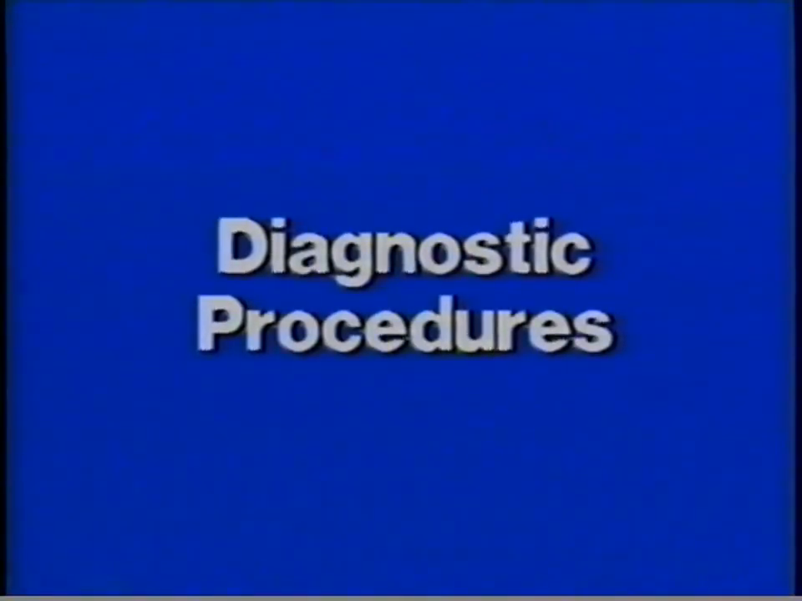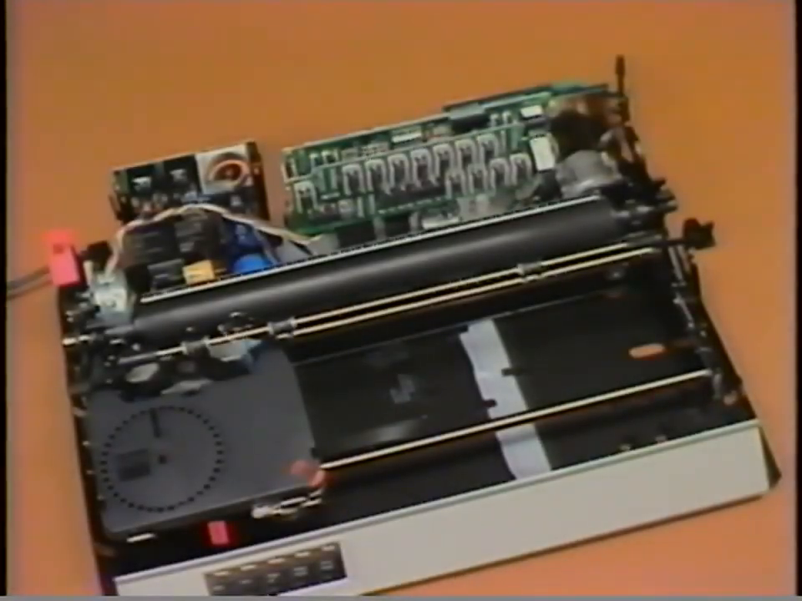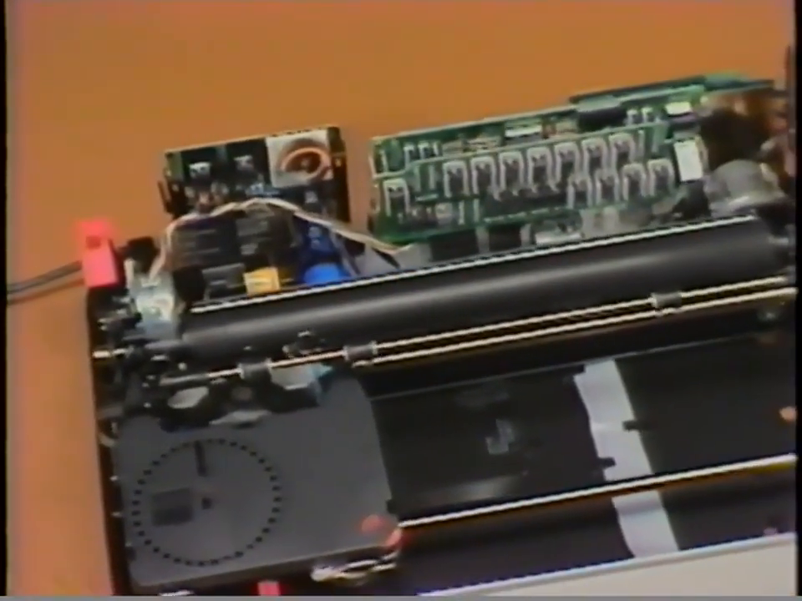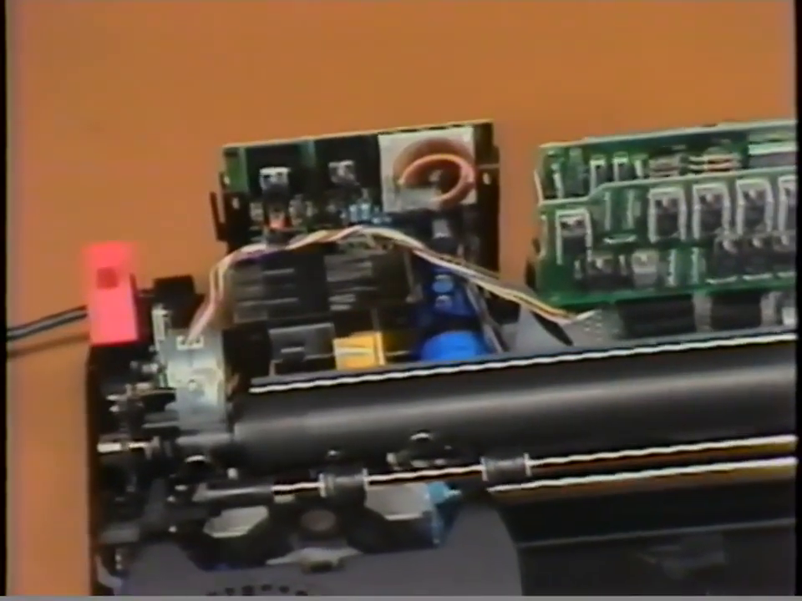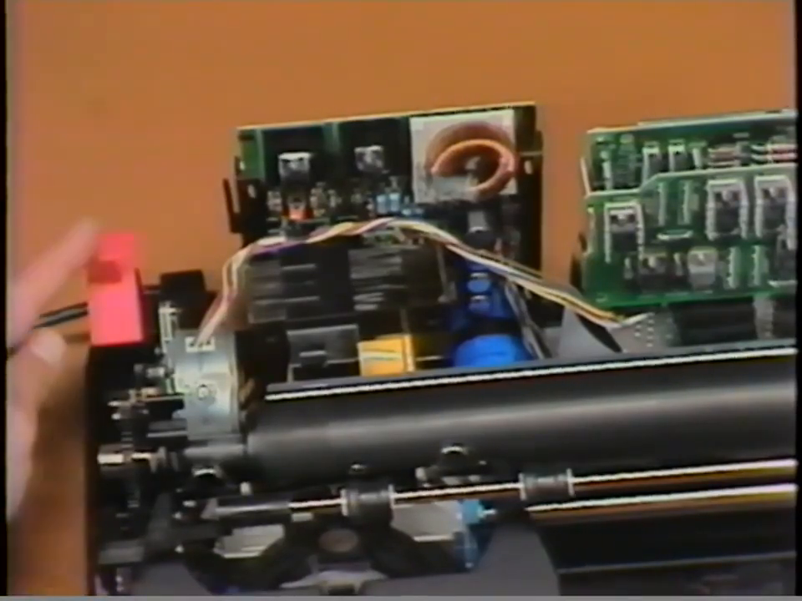This section will introduce you to several diagnostic procedures used on this machine. We will start with diagnostic procedures for the power supply. Let's see how to check the output voltage of the power supply. The power supply provides 5 volts DC, minus 5 volts DC, 15 volts DC, and 34 volts DC.